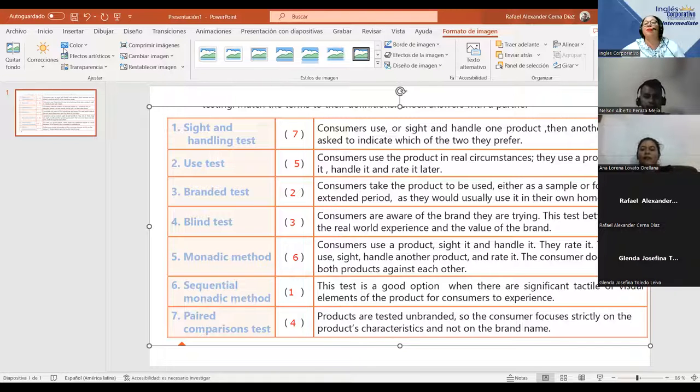Consumer uses or sights and handles the product. Then another, and one is used to indicate which of the two they prefer. They prefer, okay. They are making a comparison.